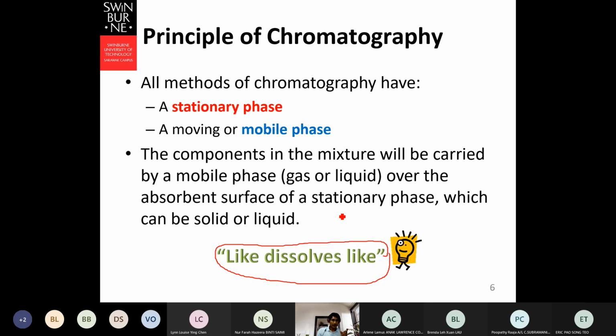Now these two terms you will have to remember: polar and non-polar. When there is a polar one, it will dissolve polar things, but it will not dissolve non-polar things. And when there is a non-polar one, I'm referring especially to the stationary or mobile phase, it will dissolve the non-polar things inside. So we have to be careful and remember these two things.